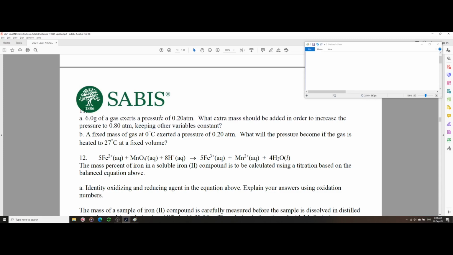So what's changing in here? We have the mass is going to change. We're going to add a certain amount of mass, and we have the pressure. The pressure is going to increase in this case. So obviously, if the pressure increases, the mass should increase to increase the pressure.